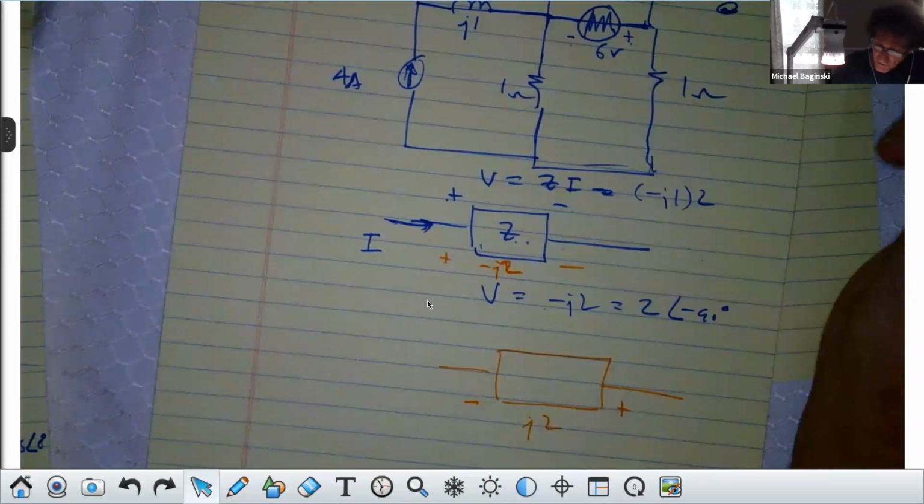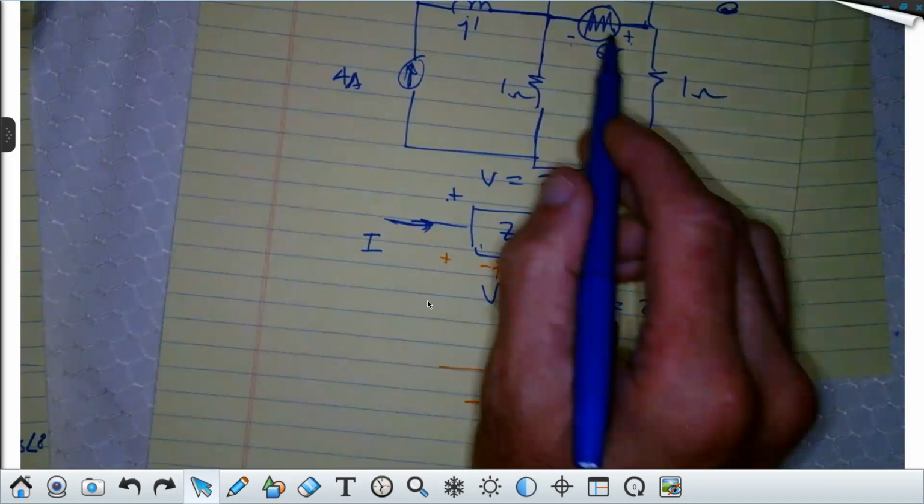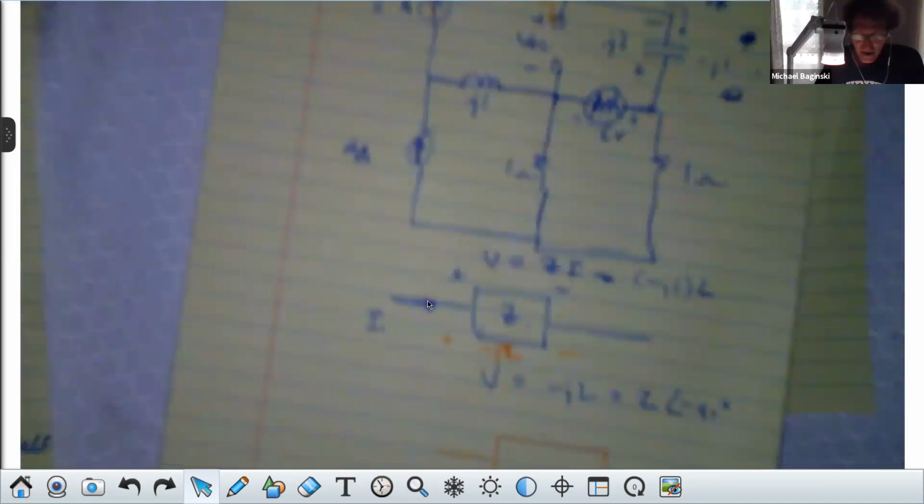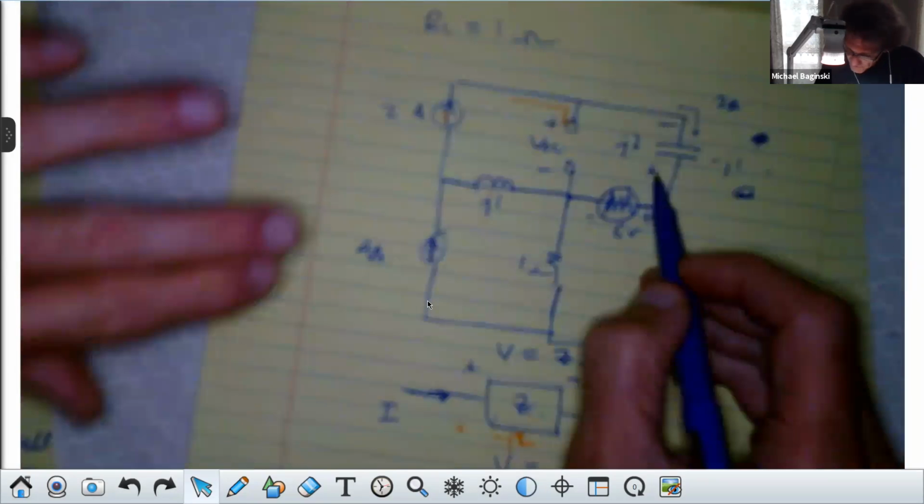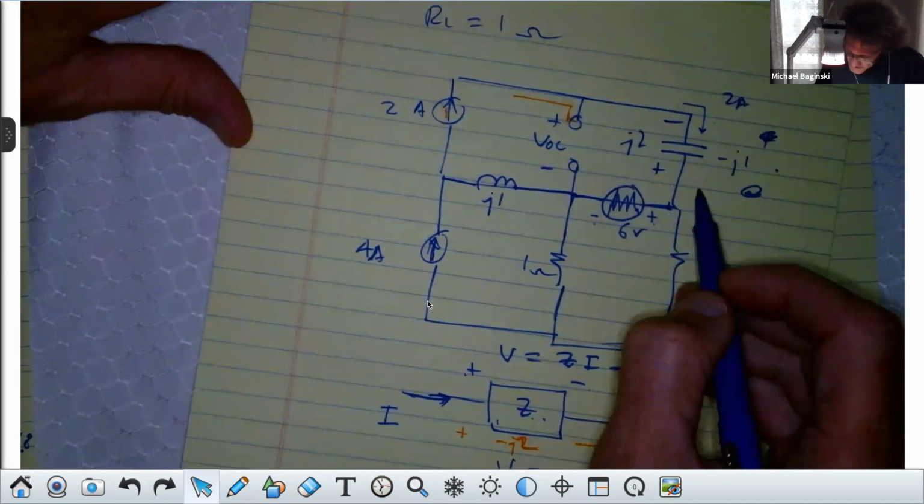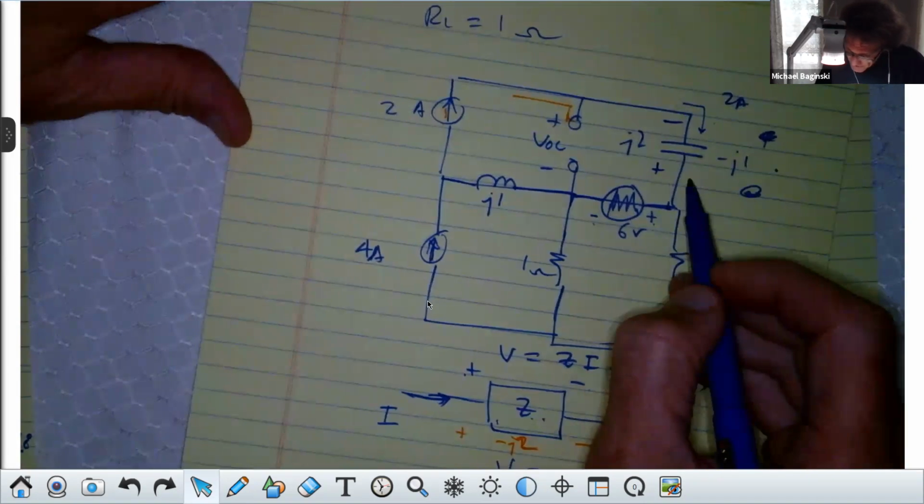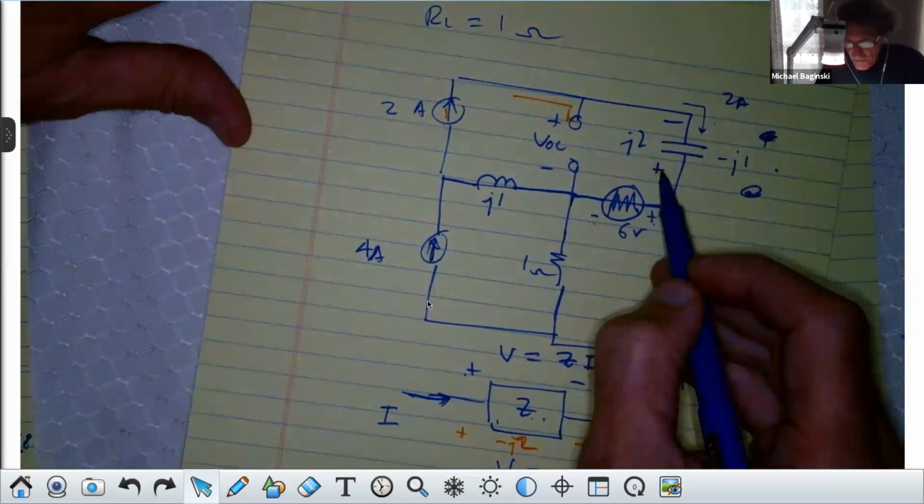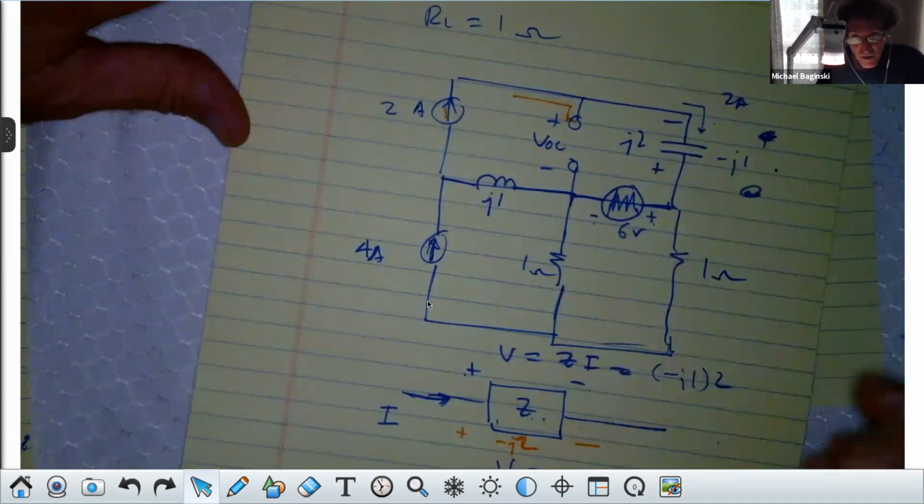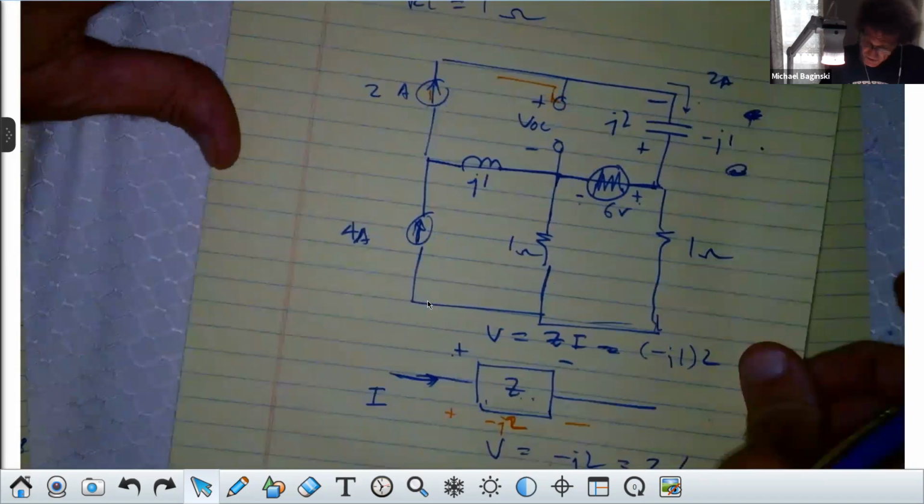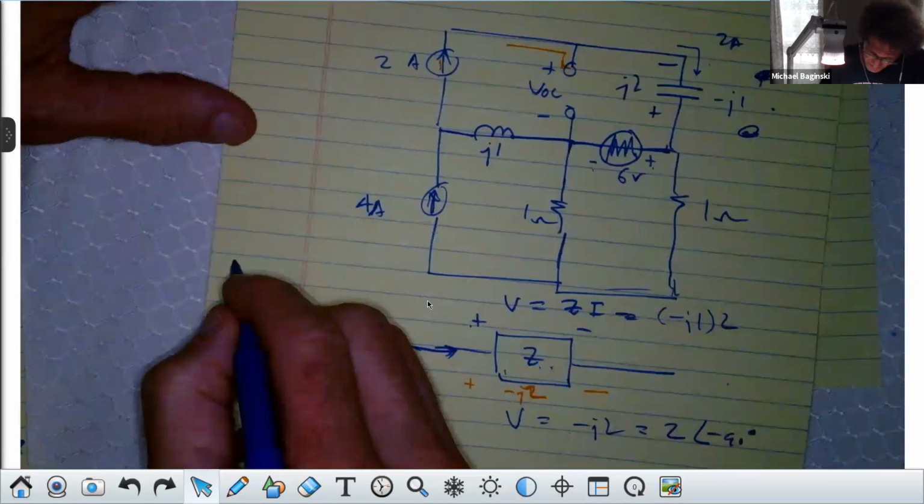Either one. But what is the open circuit? Yeah. Sorry. I simply flipped it. Before it was plus to minus, minus j2 volts. I made it plus j2 and I put the plus here. Move them, okay? All right, so what is V open circuit, guys?